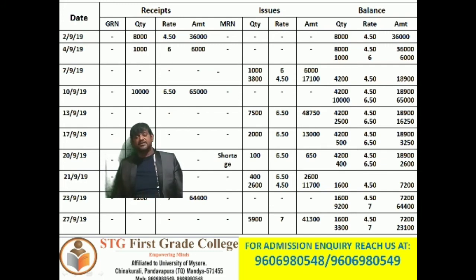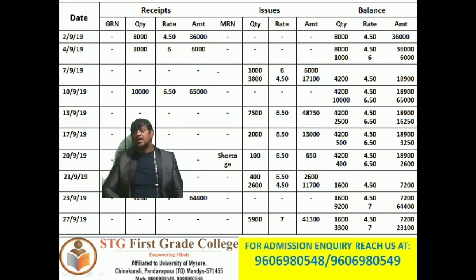On 27th September 2019, since there is an issue of 5,900 units, under the receipts column GRN dash, quantity dash, rate dash, amount also dash. Under the issues column MRN dash, quantity: how many units are we issuing? 5,900 units out of 9,200 units at rupees 7 each. So the amount comes to 41,300 rupees.